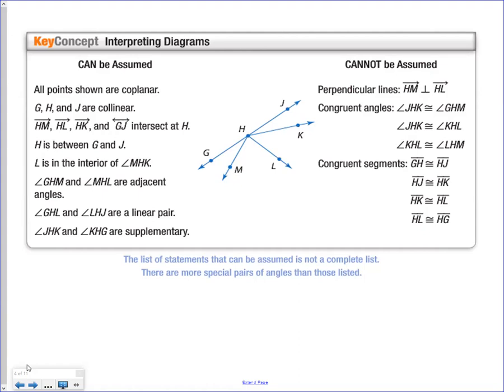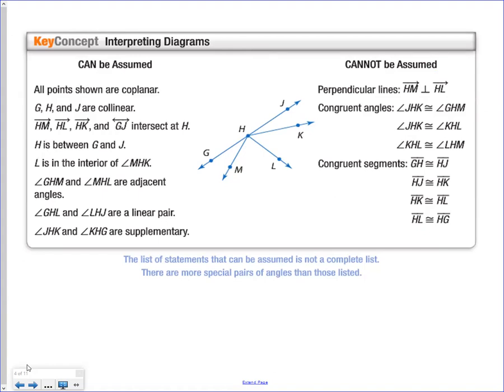So these things actually can be assumed. I think that a lot of them you would think are already true, right? So all points shown are coplanar. Unless there's something in the diagram that would clearly show it to be non-coplanar, it is. Almost everything we do, with the exception of when we're talking about three-dimensional shapes, it naturally will be that they're in one plane, not multiple planes.